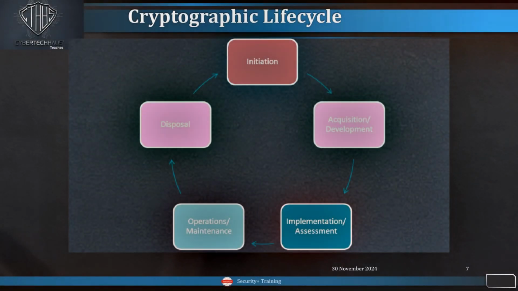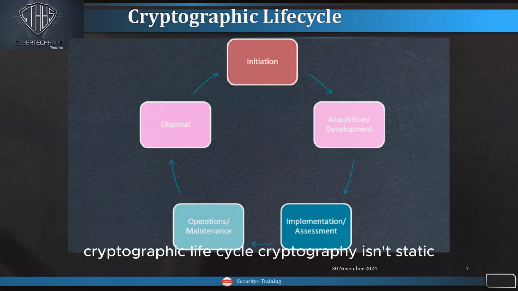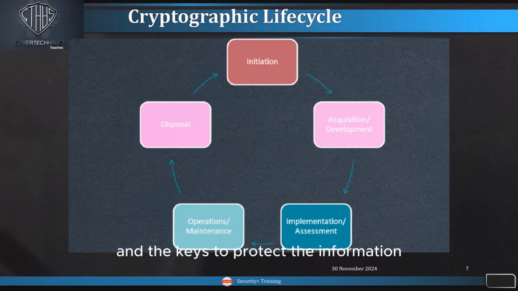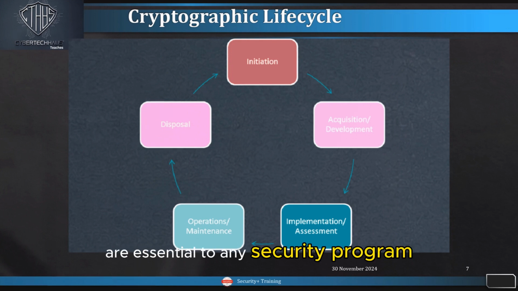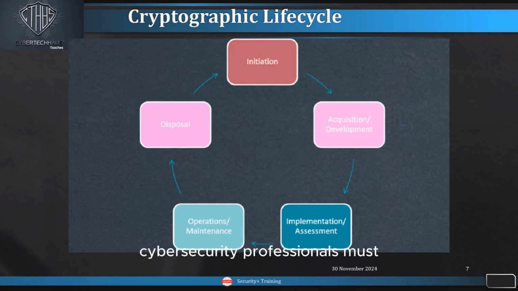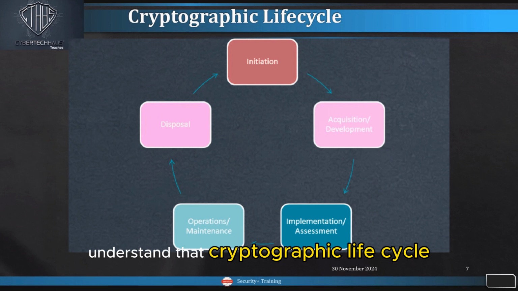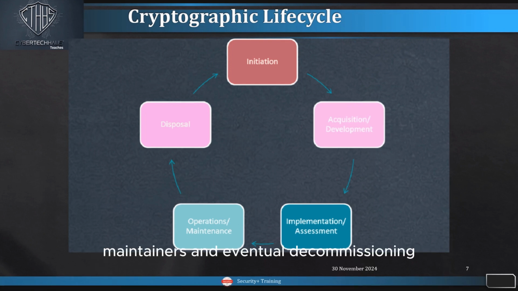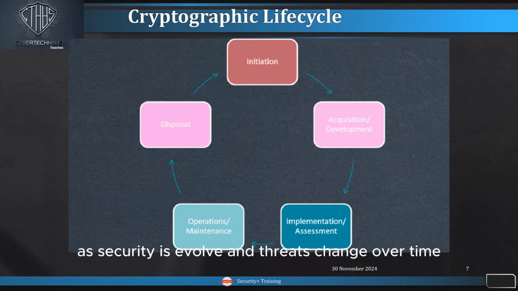Cryptographic life cycle. Cryptography isn't static, it evolves over time. Organizations follow a life cycle to keep encryption secure. Cryptographic algorithms and the keys to protect information are essential to any security program. Cybersecurity professionals must understand the cryptographic life cycle to effectively manage these algorithms, selection, maintenance, and eventual decommissioning as security needs evolve and threats change over time.